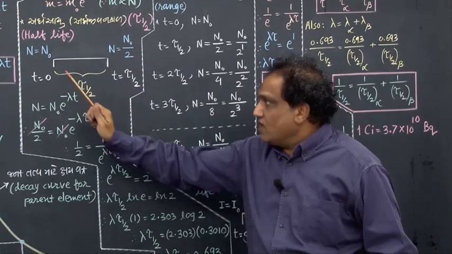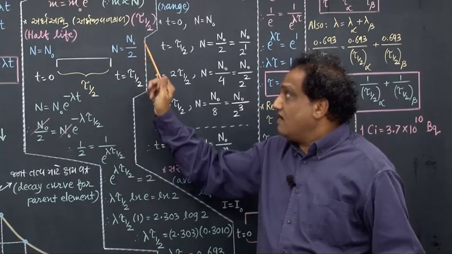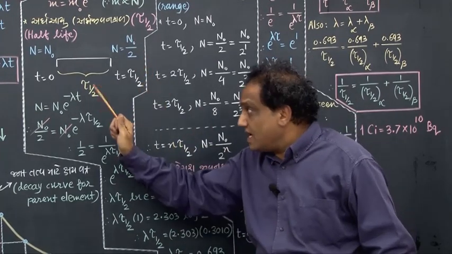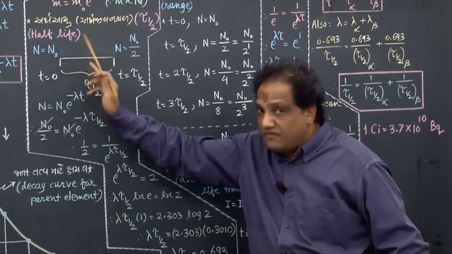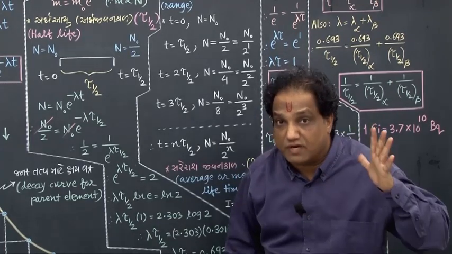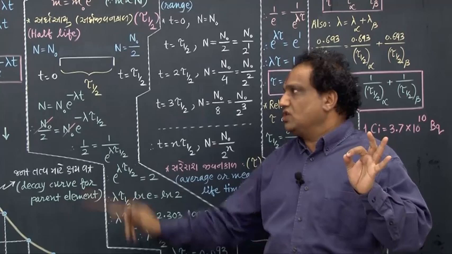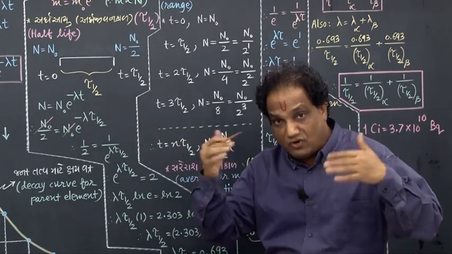Fine. Whatever time interval has lapsed for making this number half of the previous number, that same time interval is known as half-life, because the number is getting reduced to half of the initial number. Correct? Come on. It is shown by symbol tau half. We call it half-life. How would you define it?